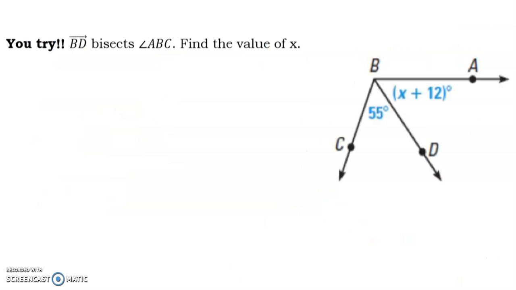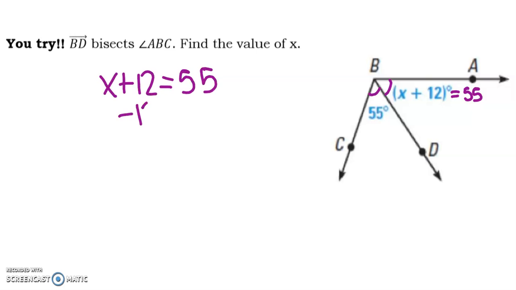And one more problem. Ray BD bisects angle ABC. So again, since it bisects it, it cuts it in half. So that half is congruent to this half. So we know that this half has to be 55 degrees as well. So we can set them equal and figure out what value of x will make that half 55 degrees. Subtract 12 from both sides and we get x equals 43.